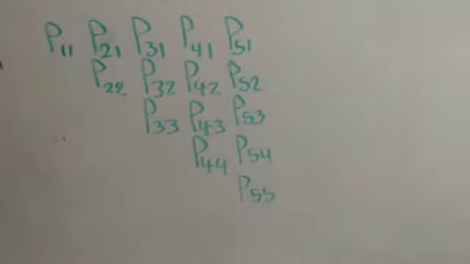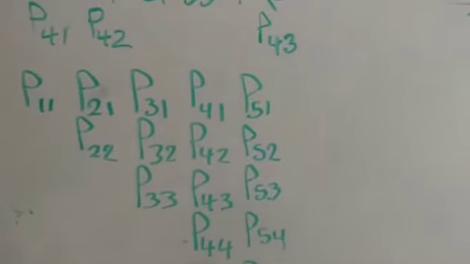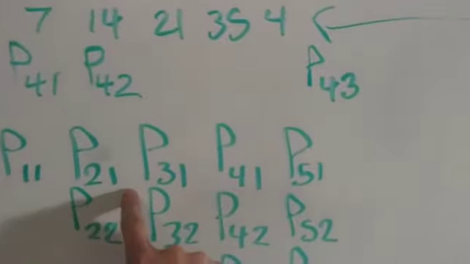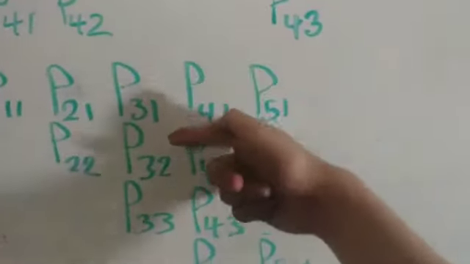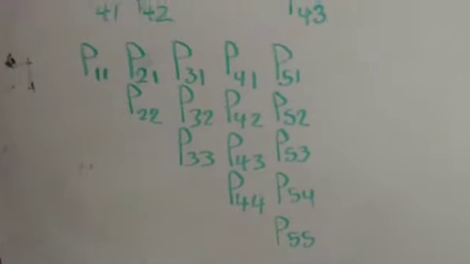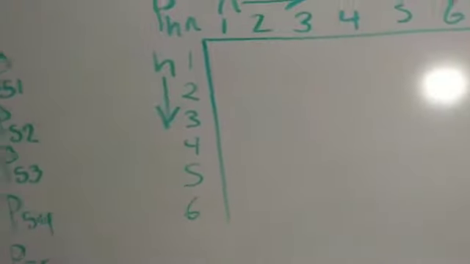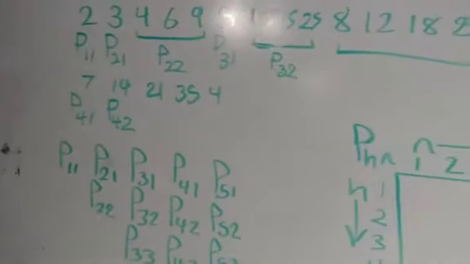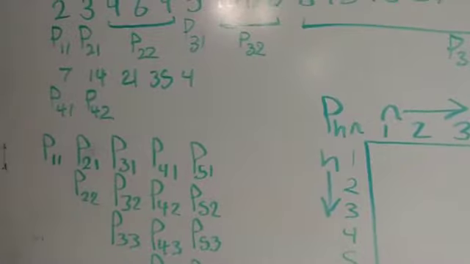And so the simplified notation goes like this. P11, P21, P22, P31, P32, P33, P41, P42, P43, P44, P51, P52, P53, P54, and P55. And so on and so on and so on. Alright, so I wanted to talk about the lengths of these sequences.